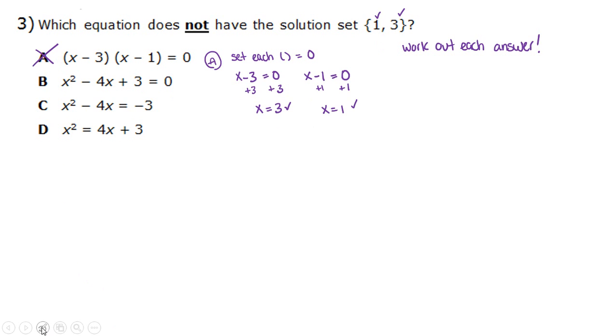So now let's try B. Let me change colors. Now this time on B, we have a trinomial. Whenever you have 3 terms like this, you want to draw an X and try to do this with an X box.